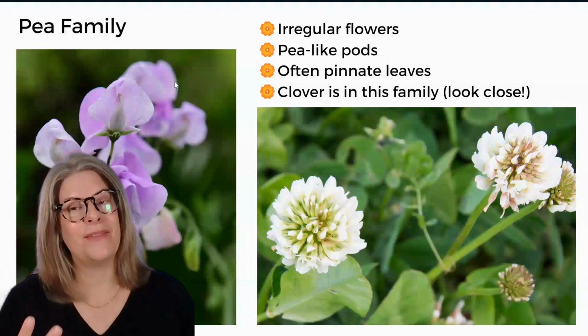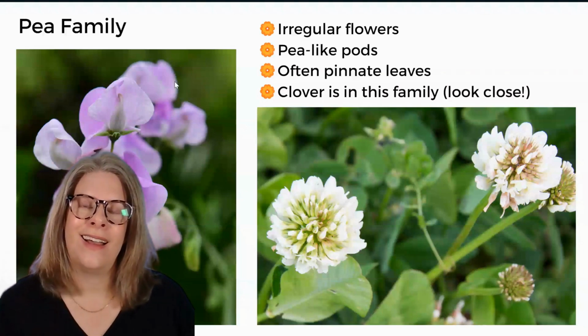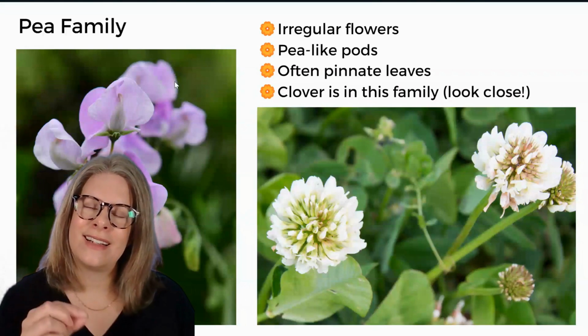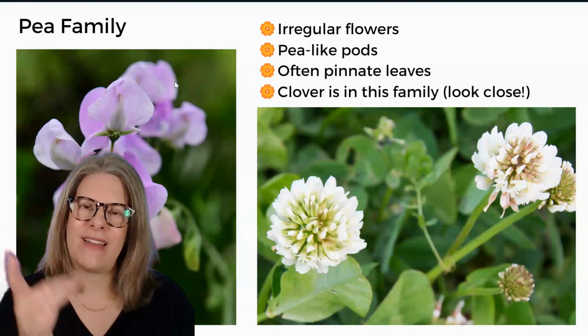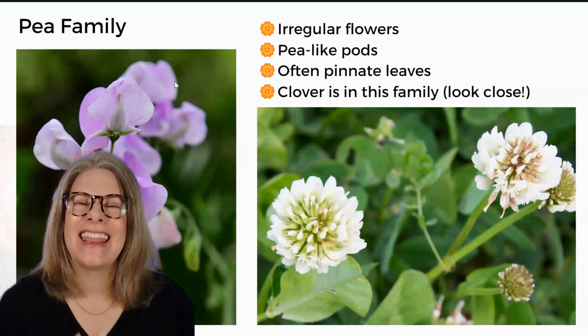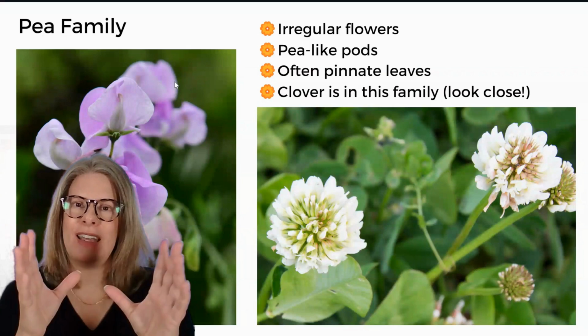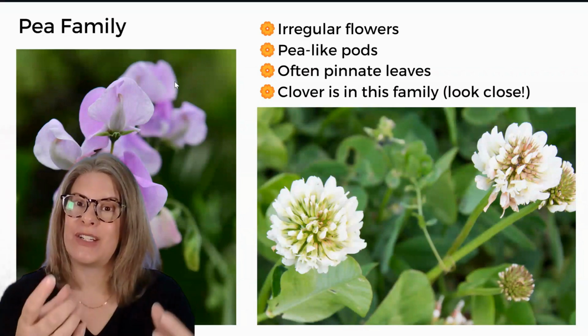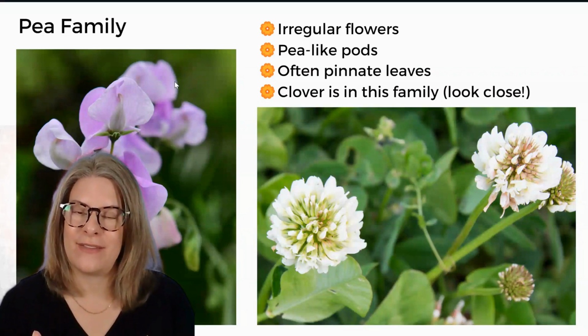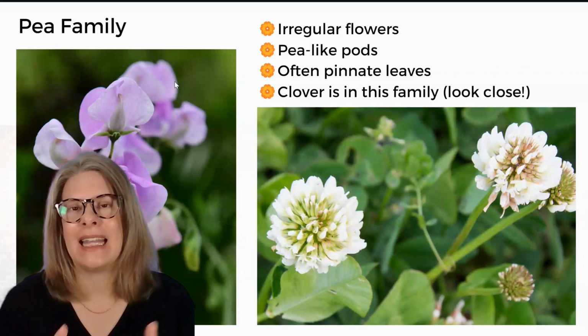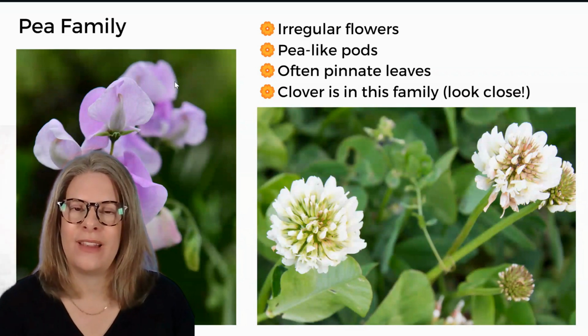Obviously, pea family flowers have pea-like pods. They're not necessarily exactly like the kind you'll see in your garden, but they do have that structure to them. The leaves on a pea family plant are often pinnate, which means they have a large leaf that has smaller leaves branching off of the stem of that larger leaf. You can look up pinnate leaf and see a picture of what that looks like.